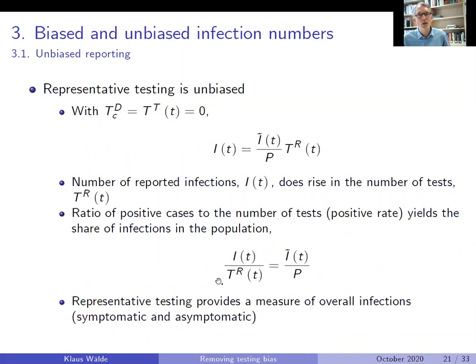And of course, when we divide this, we get the so-called positive ratio. We get the number of positive tests divided by the number of tests. And this is a perfect measure of the infection rate in the population. So representative testing provides a measure of overall infections.